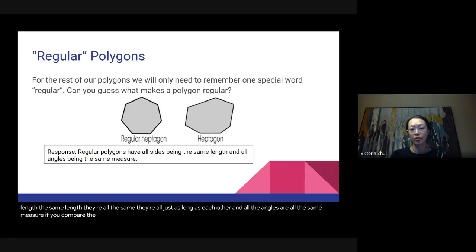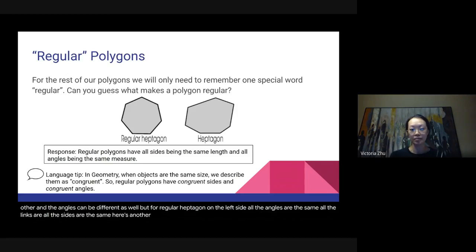If you compare the two, you will notice that on the right side, the sides can be longer or shorter than each other, and the angles can be different as well. But for the regular heptagon on the left side, all the angles are the same, all the sides are the same.